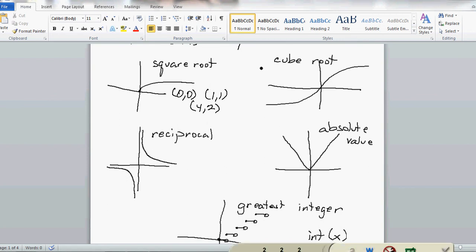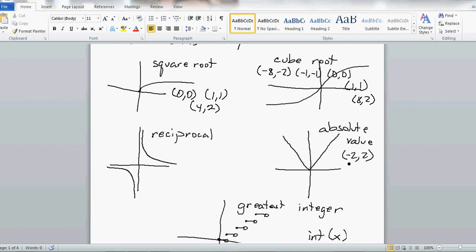Cubed root, the values I want you to have would be (-8, -2), (-1, -1), (0, 0), (1, 1), and (8, 2). Reciprocal. Now these are not so nice, so let's come back to these a little bit later. The points I need here would be (-2, 2), (-1, 1), (0, 0), (1, 1), and (2, 2).